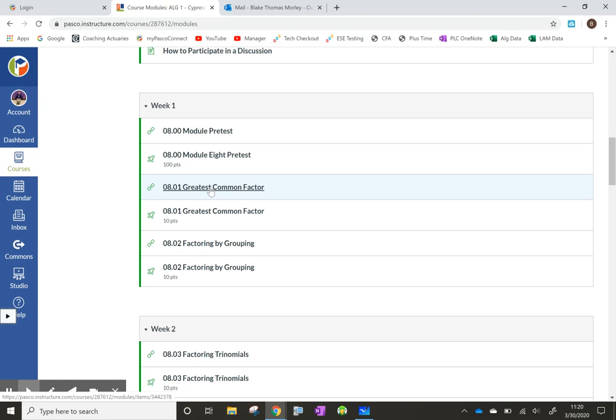Anyway, we did the notes, and then you should have done the quiz. I can't remember if it was 7 questions. But now we're going to do the factoring by grouping 8.2 notes, and you can then do the 8.2 quiz. All right, so let's look at the notes.